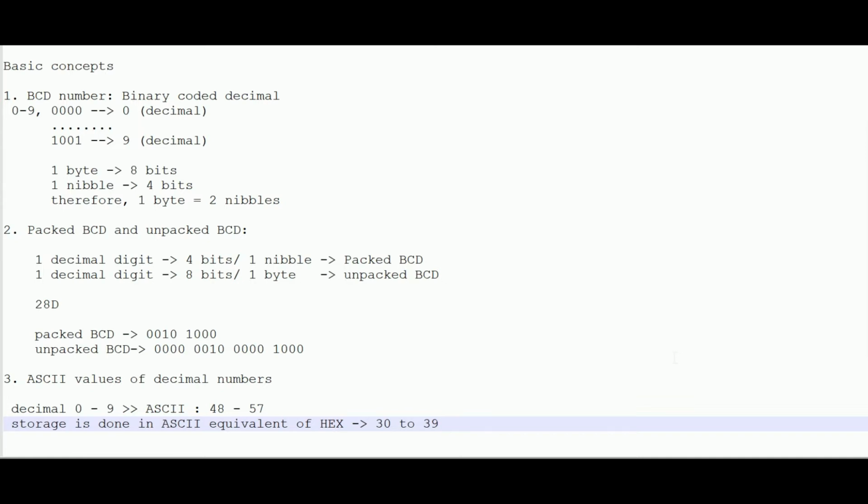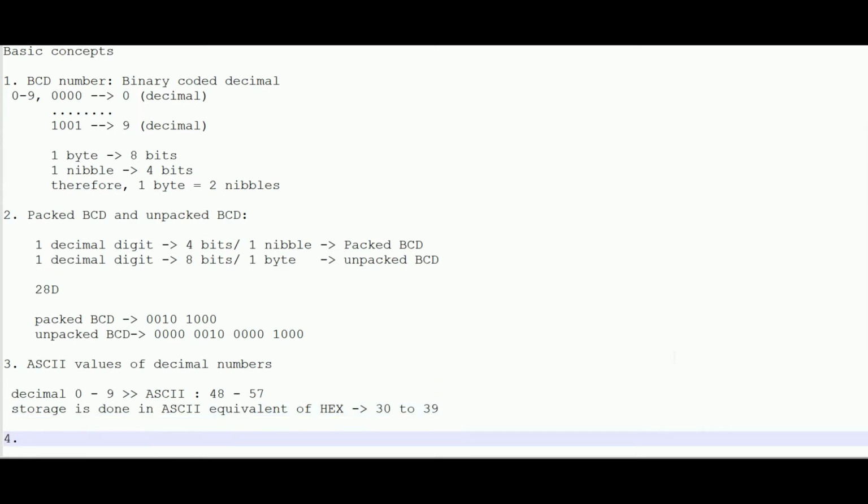Okay, so this is your point number 3. The point number 4 which we have to look into is the auxiliary carry flag, that is ACF, which is represented in your flag register, or in some of the registers it will be written as AUXF. Both mean auxiliary carry flag.